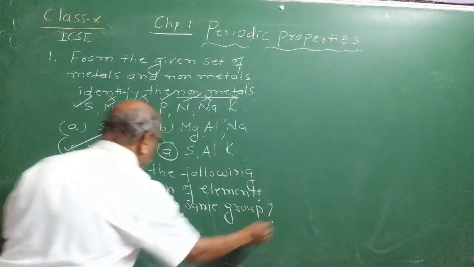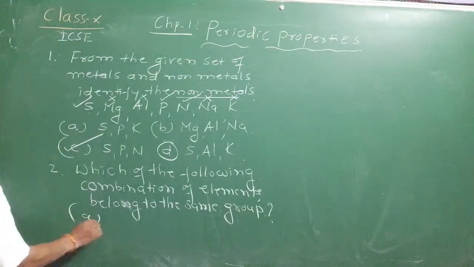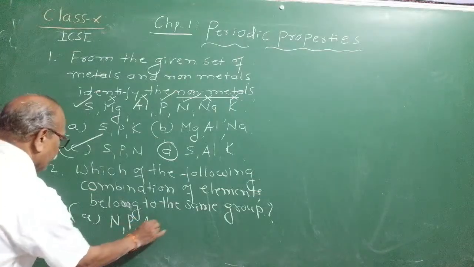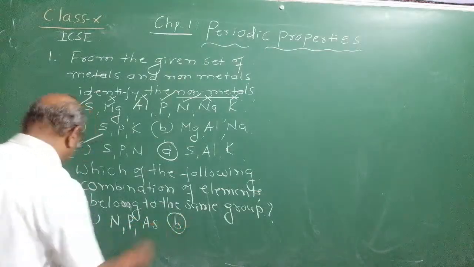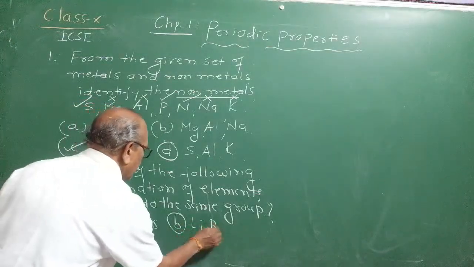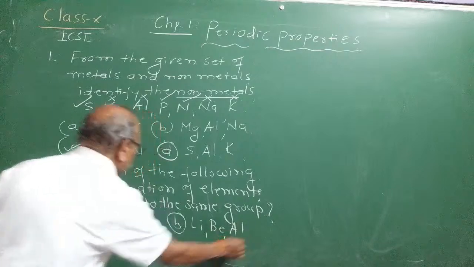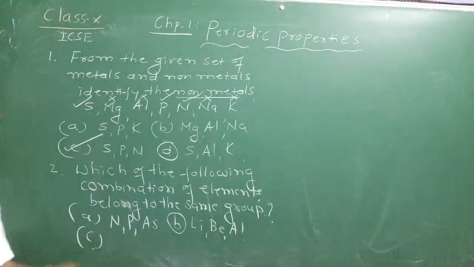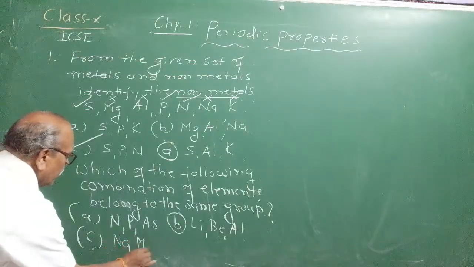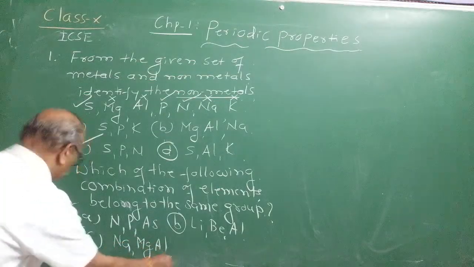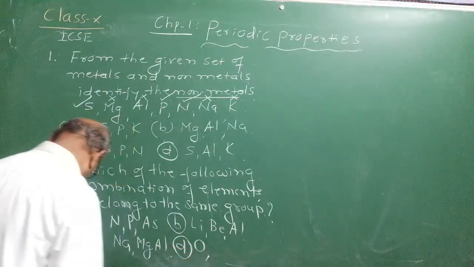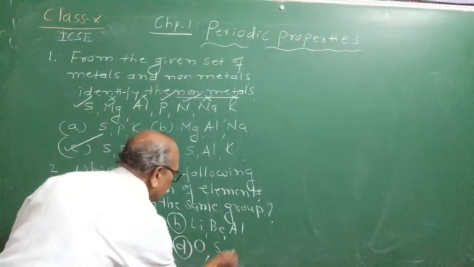Question mark. Option A: Nitrogen, N, P, As. First of all, name them and where they are placed. Option B: Li, Be, Al. Option C: Na, Mg, Al. Option D: O, S, Cl.